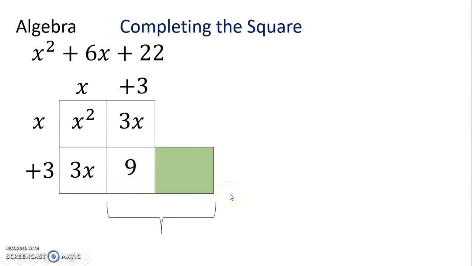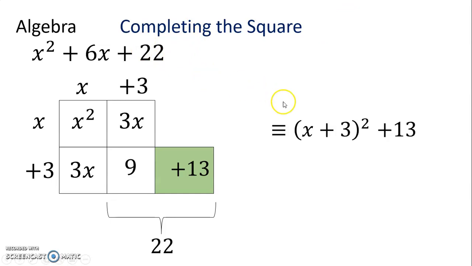And I need all of this to add up to give me 22, since that's what I've got in my expression. So could you pause the video and work out what needs to go into this green box to complete the square? Okay, so essentially we're answering the question, what do we need to add to 9 to make 22? And the answer is we need to add 13. So this expression here is equal to x add 3 squared, add 13.